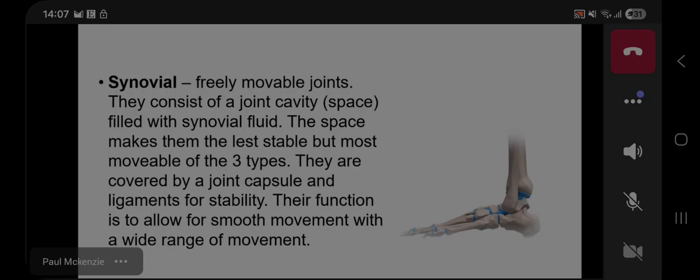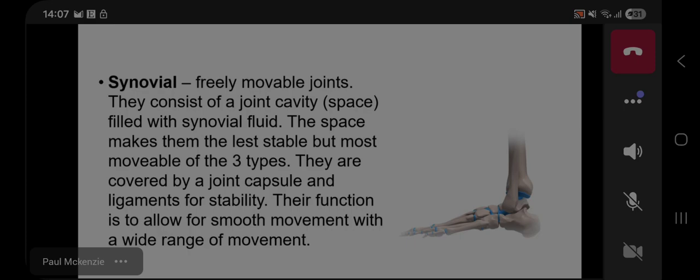The synovial joint, being that there's more space in there and because there's fluid around it, is probably less stable, but it allows you greater movement than the other two joints. They are covered by a joint capsule. We're going to look at the structure shortly. So they're covered by a joint capsule and ligaments for stability. Their function is to allow for smooth movement with a wide range of movement available to them.